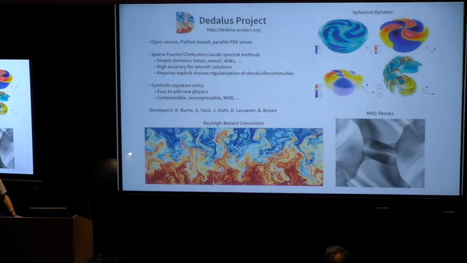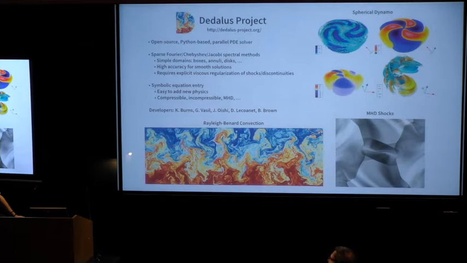Okay, so Dedalus is an open source Python-based PDE solver, and it's actually a general PDE solver, not specific to hydrodynamics. So it's a framework for implementing sparse Fourier and global polynomial spectral methods. So the main limitations are the ones that are inherent to global spectral methods. It only really works for simple geometries, but that gives you things like boxes and annuli and disks and spheres.